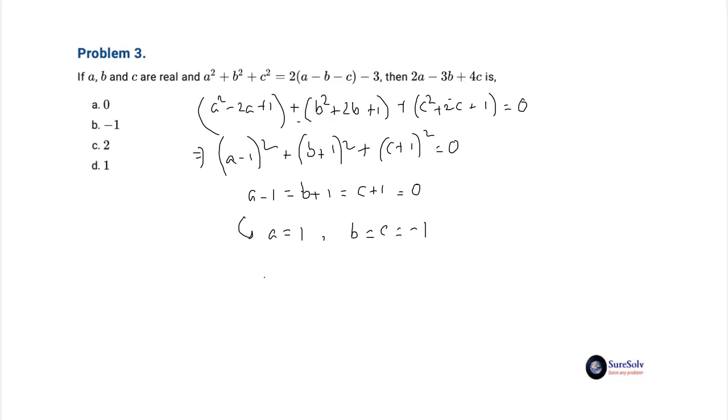Substituting, 2a minus 3b plus 4c equal to 2 plus 3 minus 4 equal to 1. Option D.